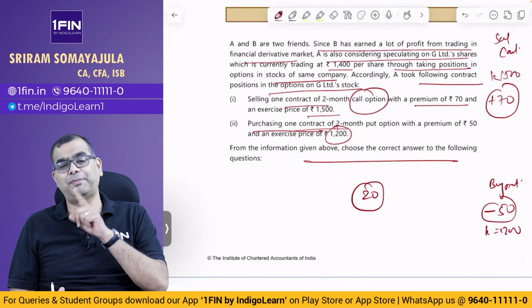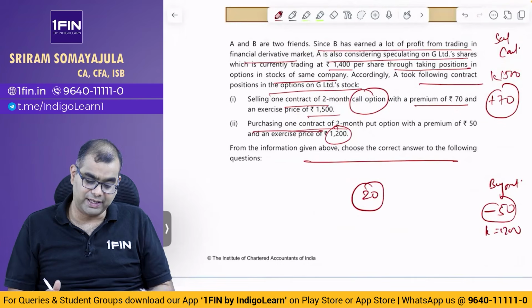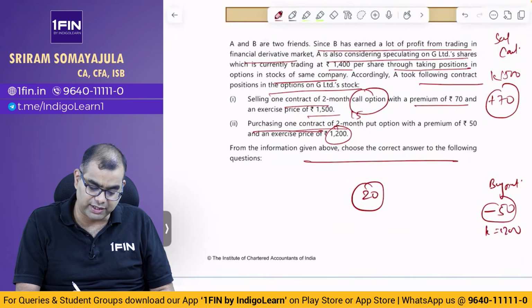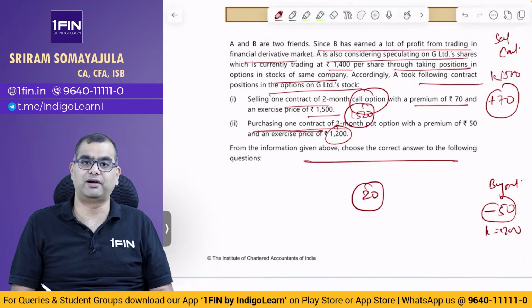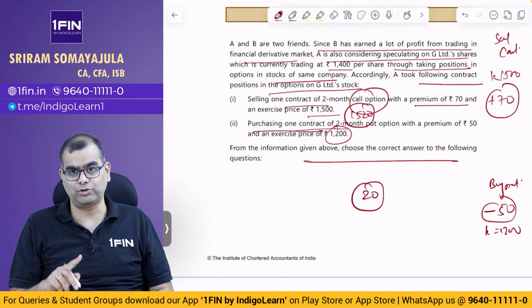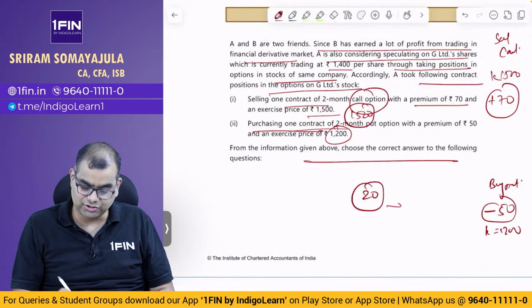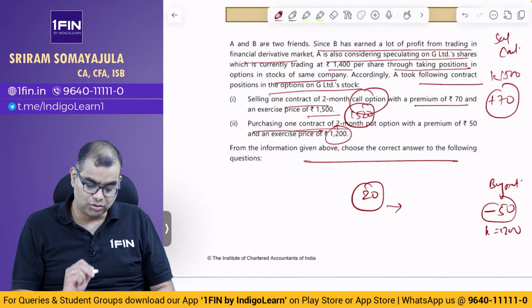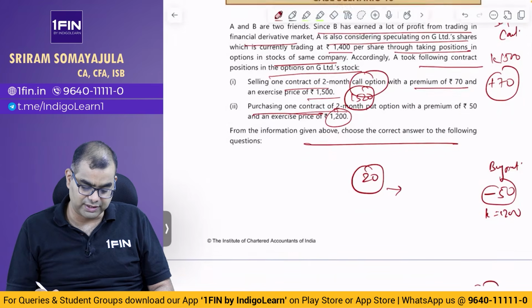That is, the other party has to gain 20. When will the other party gain 20? When the market price is 1520, he will buy from you at 1500. So at that particular point, you make a 20 rupees loss. That 20 rupee loss compensates your 20 rupees gain. So call option at 1520, that should be the right one.